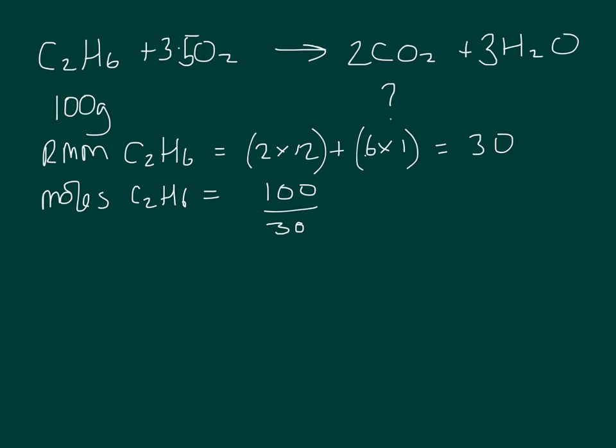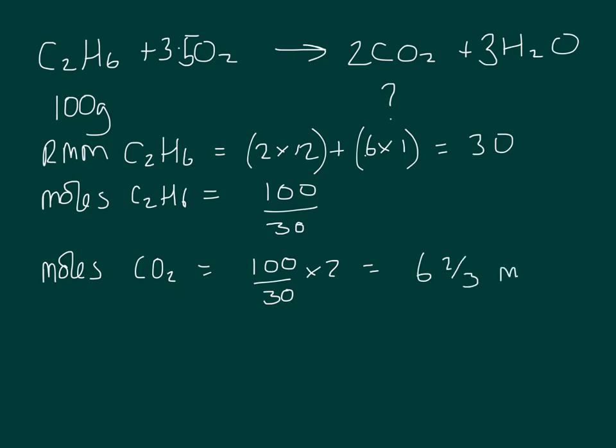So if we look at this here, the moles of CO2 equals the number of moles of C2H6, which is 100 divided by 30 times 2. So we have an answer for that. So 200 divided by 30 equals 6 2/3 moles. Now I simply have to find the mass of 6 2/3 moles of carbon dioxide.